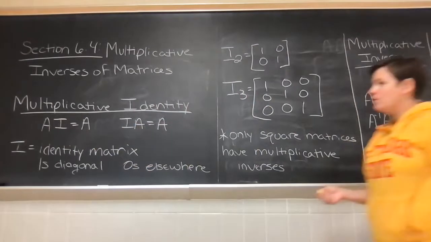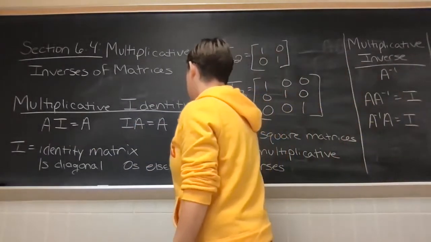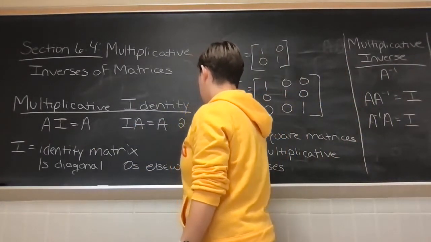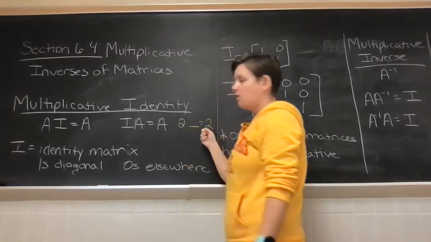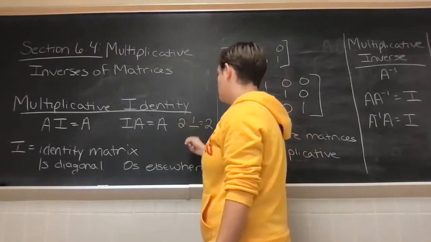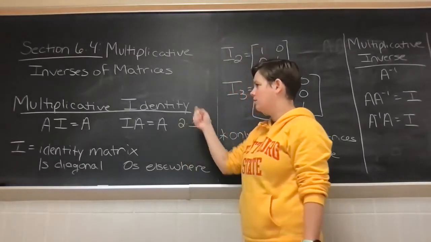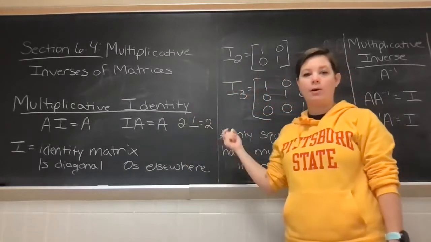When we talk about numbers, we talk about the identity as being what do we multiply a number by in order to still get itself? Well, that number is 1. So 1 is the identity, the multiplicative identity when we're talking about numbers.